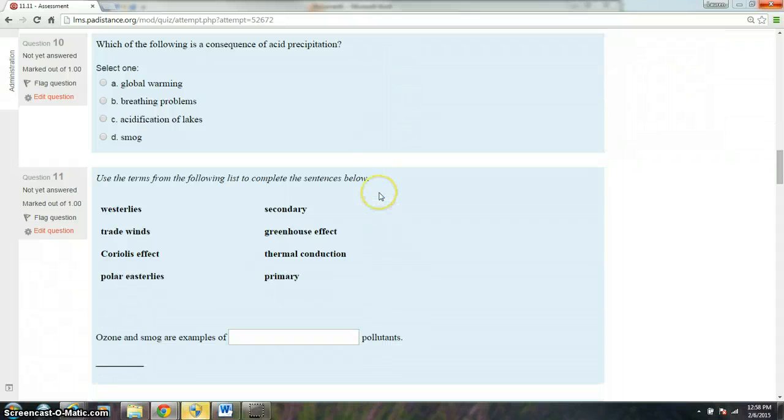Question 10. Which of the following is a consequence of acid precipitation? A. Global warming, B. Breathing problems, C. Acidification of lakes, or D. Smog?